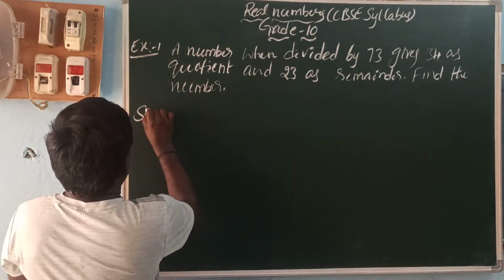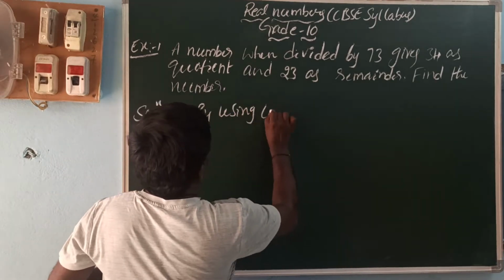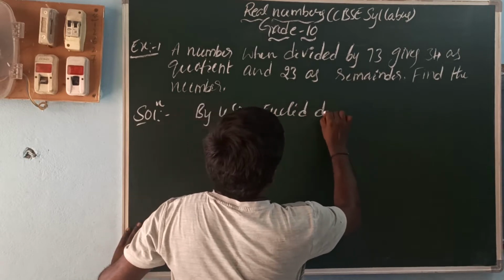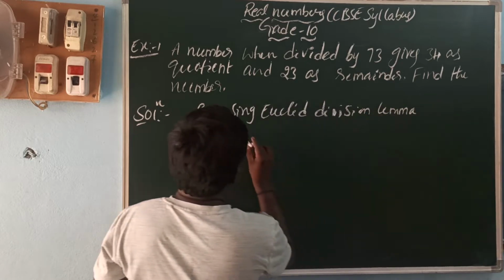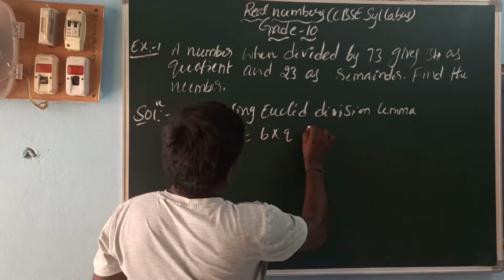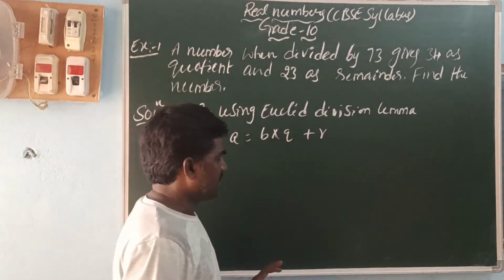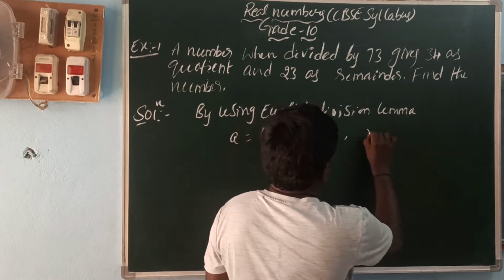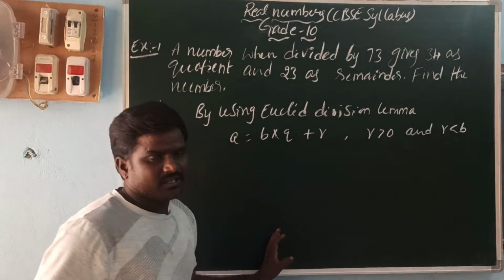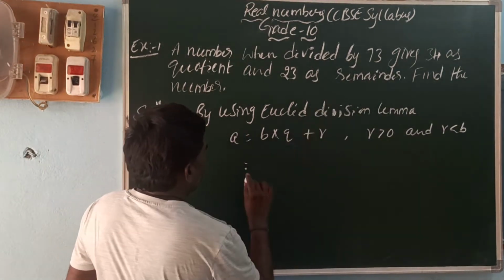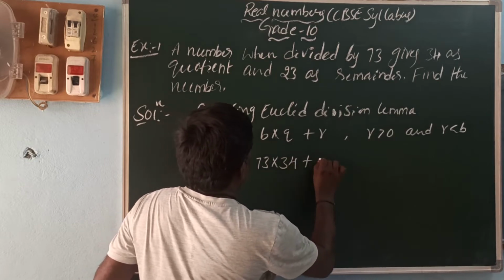So here, by using Euclid division lemma, A is equal to B into Q plus R. A is the dividend, B is the divisor, Q is the quotient, R is the remainder. The condition of the remainder is that it is greater than or equal to 0 and less than the divisor. Okay, so here the divisor is 73, quotient is 34, remainder is 23.